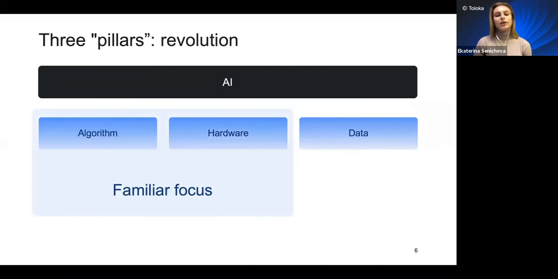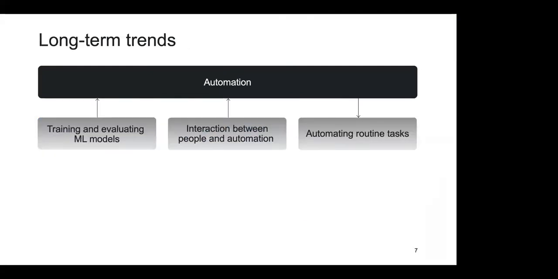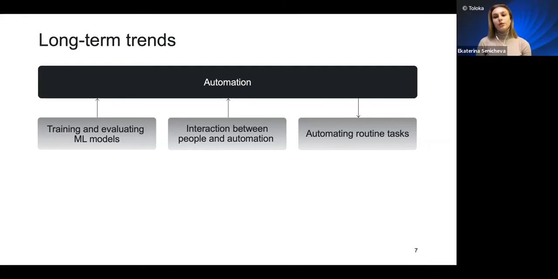So we might think about algorithms and hardware as our familiar focus, but the data becomes our potential for growth. With data accessibility, the story is yet not so simple as we have seen. And although the data-centric approach has been widely popularized by Andrew Ng, it still feels like the dark side of the moon. Let's have a look at the other trends which re-influence the importance of data and data labeling for the future of AI. One of these long-term trends is automation.